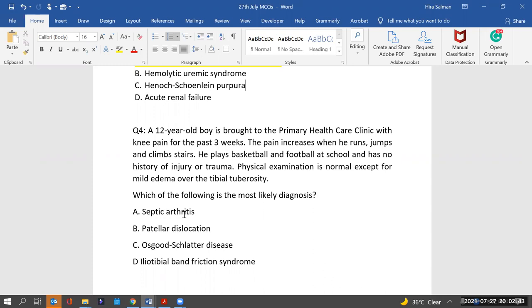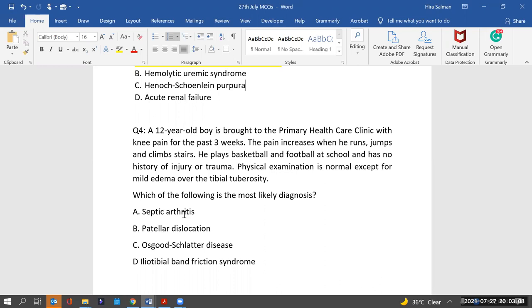The presentation, and based on the arthrocentesis, we can only say it's a septic arthritis. Patellar dislocation: on examination, you can easily find out. If there is any patellar dislocation, there should be something in the examination, which I've mentioned here, that the patella is dislocated. But of course, on examination, only soft tissue swelling is there. So you cannot say it's patellar dislocation.